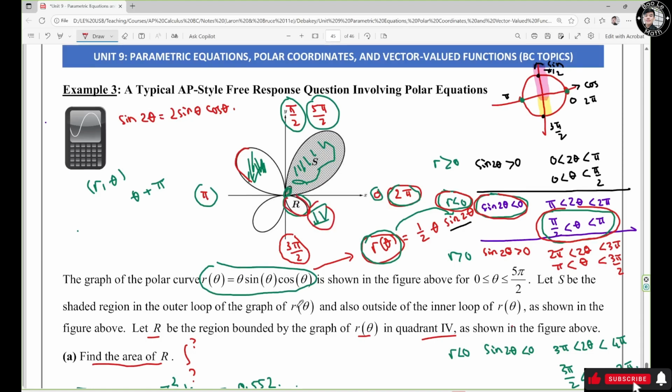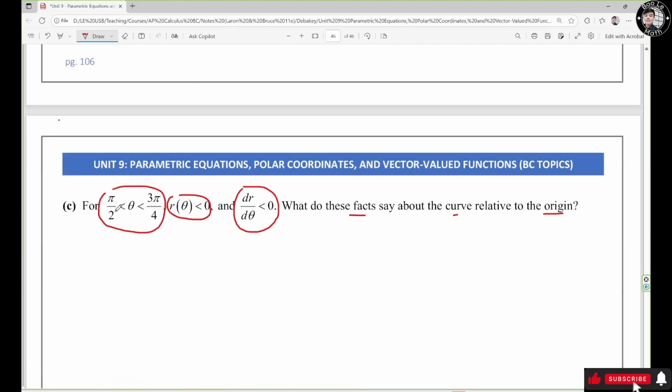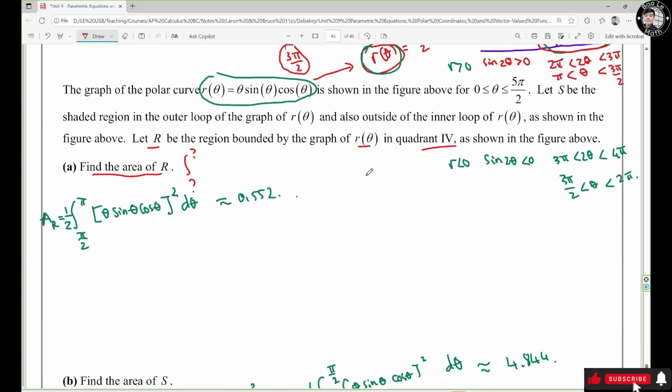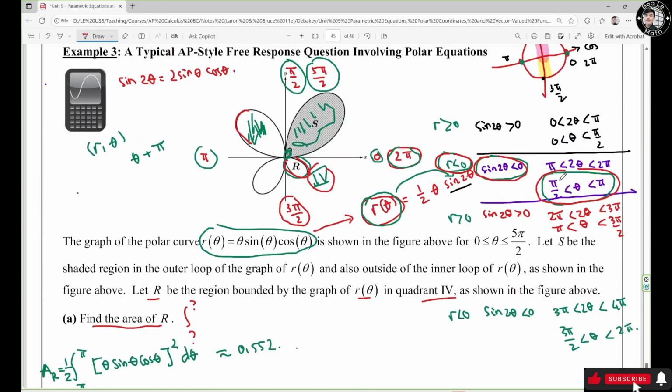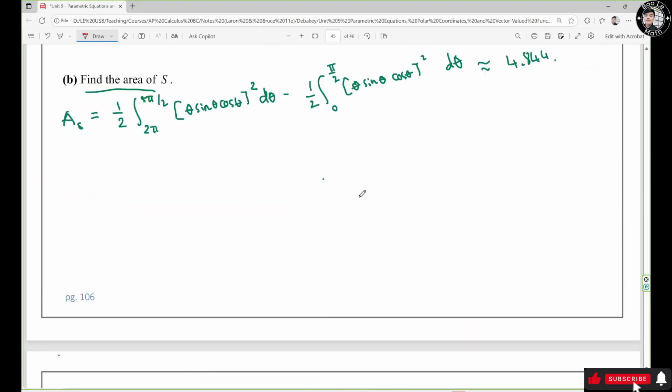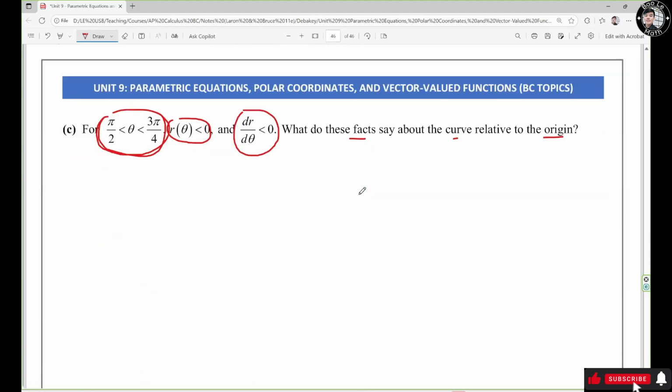Now, the question gives you the interval pi over 2 to 3 pi over 4. Pi over 2 to 3 pi over 4 is inside of this interval, so it's going to be in quadrant 4. Now, because dr over d theta is less than 0, points on the polar curve are moving away from the origin.